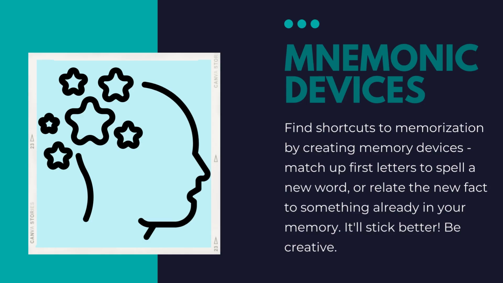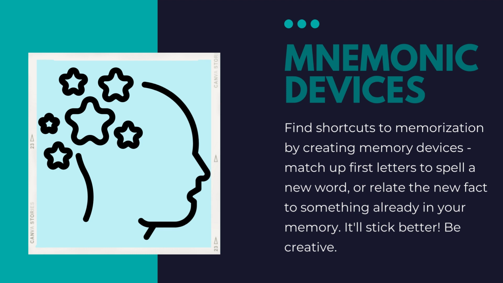Okay, also mnemonic devices. Mnemonic devices are like shortcuts to memorization by creating little memory devices. So, for instance, you can match up the first letters to spell a new word or a phrase, or relate the new fact to something already created in your memory because it'll stick better. And you can be creative. You can make up a song or something.